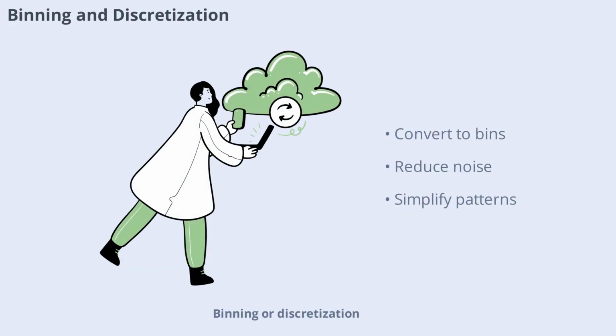Binning, or discretization, involves converting continuous variables into discrete bins or intervals. This technique can help reduce the impact of minor observation errors and make patterns more apparent. For example, age can be binned into groups like child, adult, and senior. Binning is useful for certain algorithms and can simplify the interpretation of results. Let's explore how to apply binning effectively.